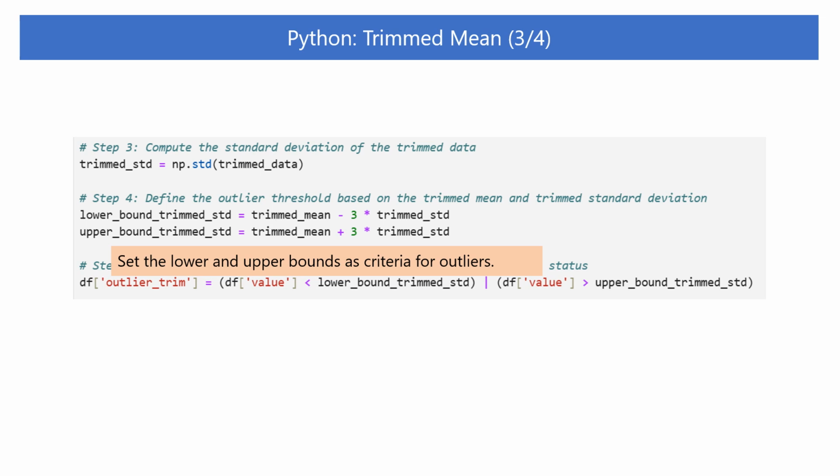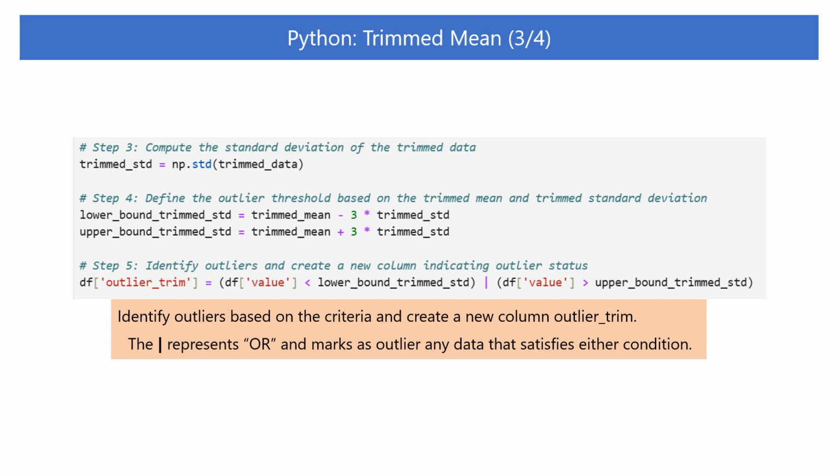In step 4, set the lower and upper bounds as criteria for outliers as trimmed mean plus or minus 3 times the trimmed standard deviation. In step 5, identify outliers based on the criteria and create a new column, outlier_trim. The vertical bar represents a logical OR and marks any data as an outlier if the data satisfies either condition. The left side of the vertical bar in parentheses represents the values less than the lower bound, and the right side represents the values greater than the upper bound.